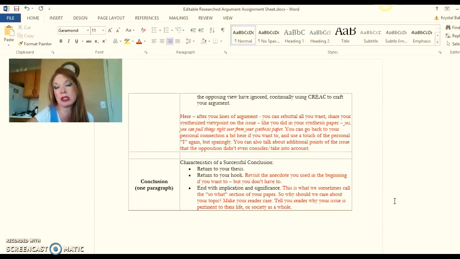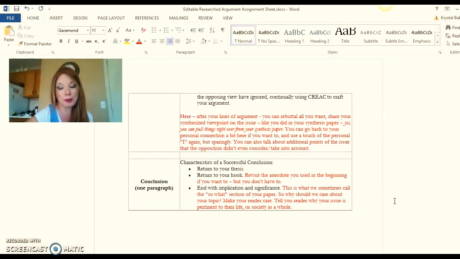If you just Google Purdue OWL and MLA formatting, it can pretty much answer any question that you have about formatting. I'm happy to answer questions about your paper. I'm happy to look at your lines of argument if you want to email them to me and bounce some ideas off of me and ask me whether or not you're on the right track. Or if you have MLA formatting questions, I can help you with those as well.